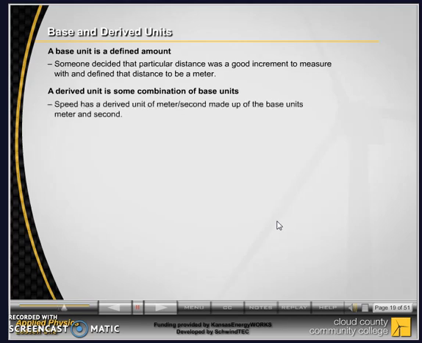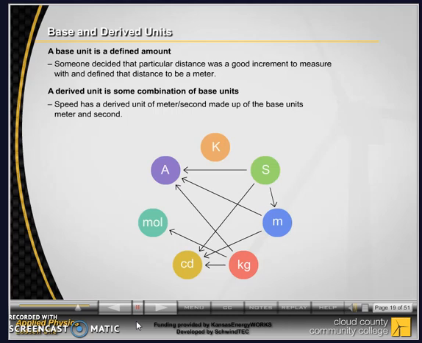A derived unit is some combination of base units. Speed has a derived unit of meter per second made up of the base units meter and second. It takes 7 base units to uniquely define a unit system. Do you know what each of these 7 symbols represent?